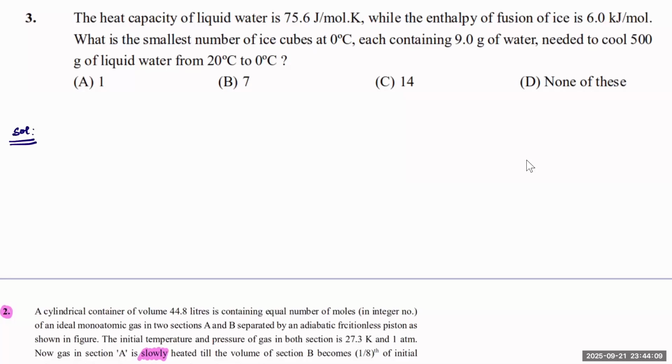So what is the smallest number of cubes that you can make, each of 9 grams, which is needed to cool 500 grams of liquid water from 20 degrees to 0 degrees? Okay, guys, try this out. This isn't that difficult, so I hope you should be able to figure it out. I'll give you a head start. Just try for a minute and then I'll start.